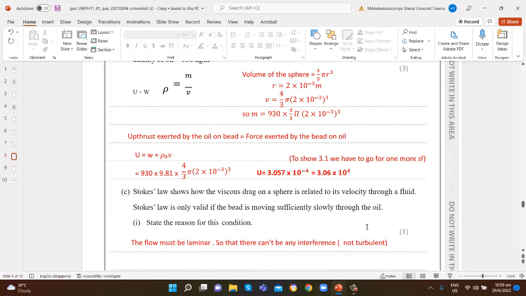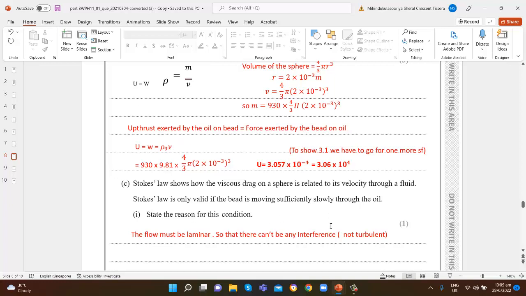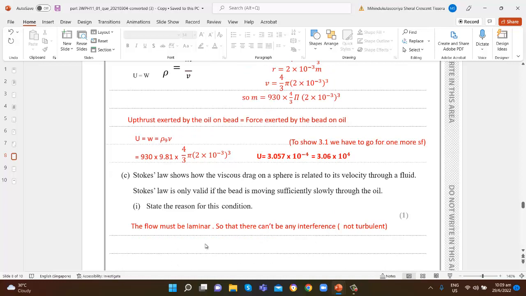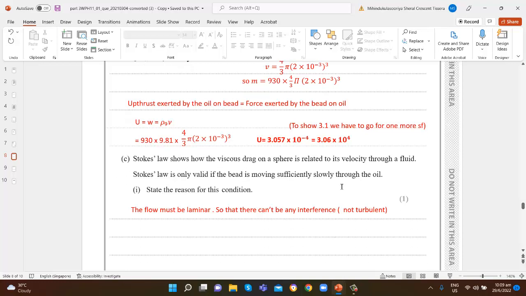Now see, Stokes' law shows how the viscous drag on a sphere is related to its viscosity through a fluid. Stokes' law is only valid if the bead is moving sufficiently slowly through the oil. State the reason for this condition. So the flow must be laminar. It cannot be turbulent, so that there can't be any interference. The flow must be laminar to obey Stokes' law. You all know.